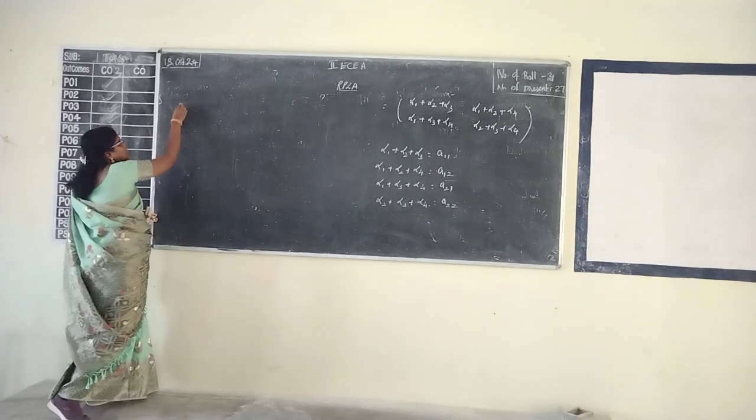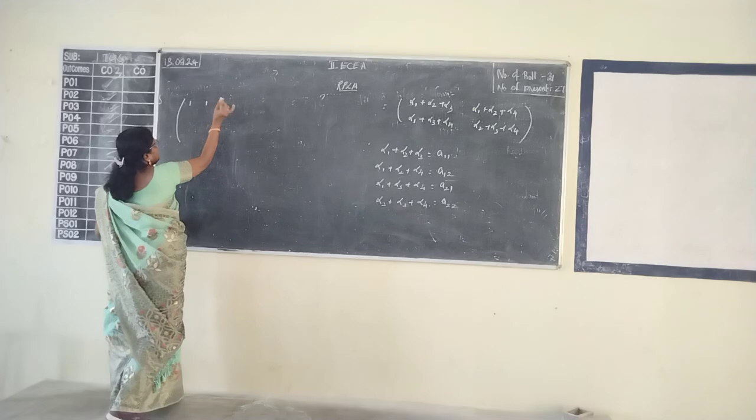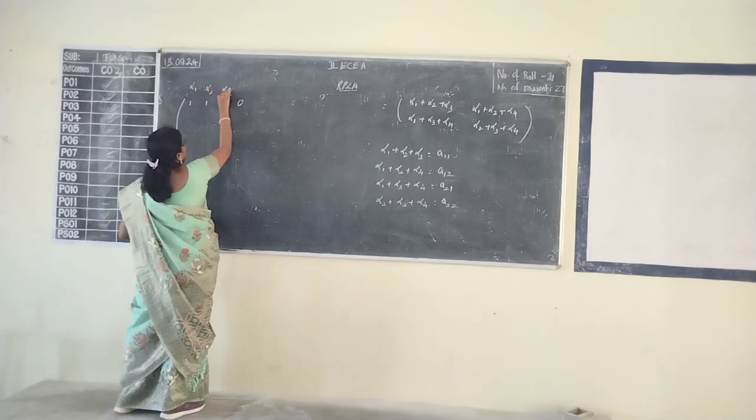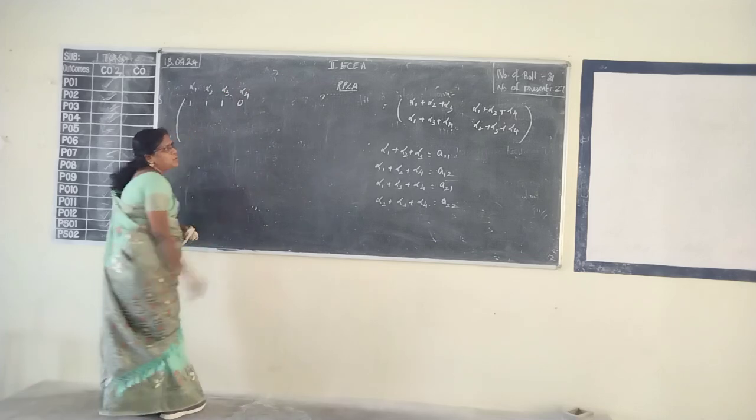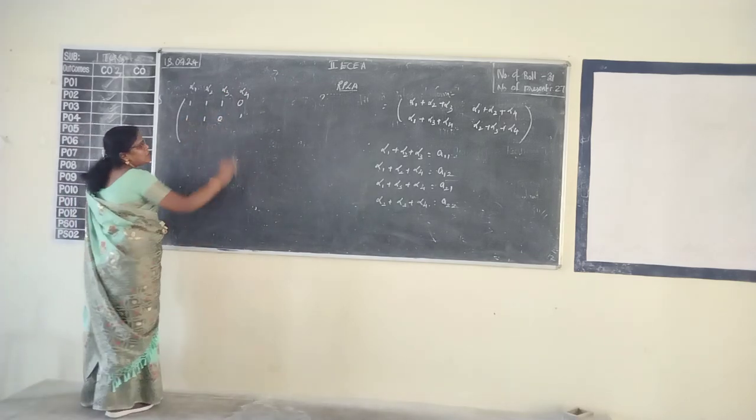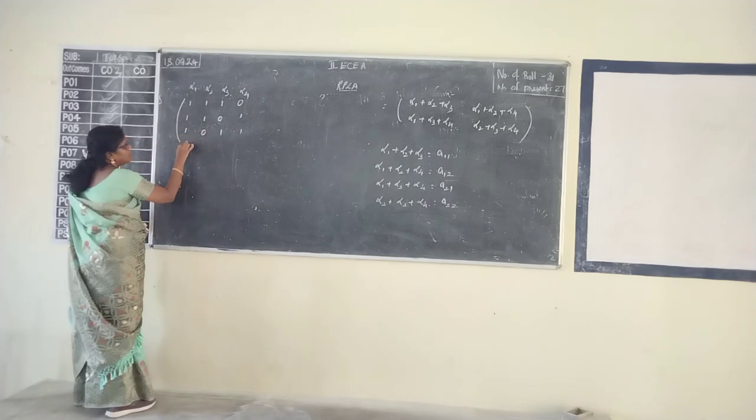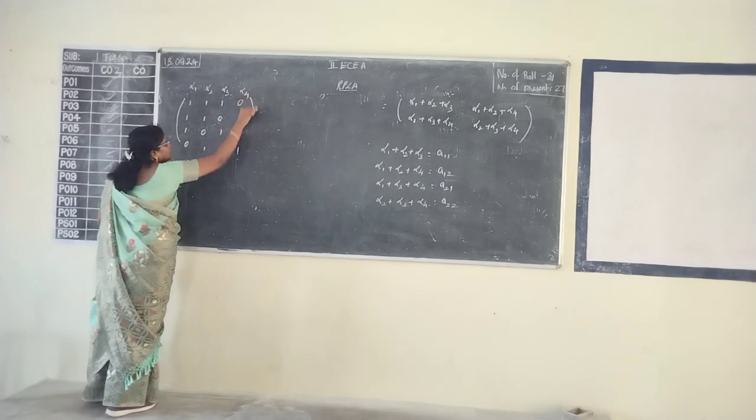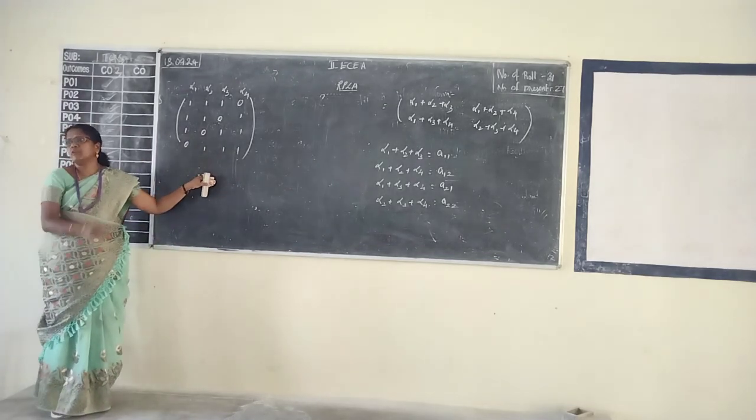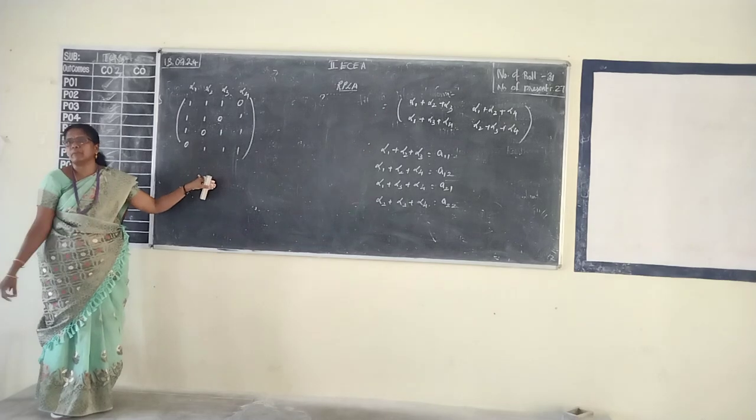Tell me the first row. 1, 1 and 0, and we have 4 variables: alpha 1, alpha 2, alpha 3, alpha 4. What is the second row? 1, 1, 0. Third row? 4th row? Be careful when you are writing the matrix form. Even though there are only three elements in each equation, don't just write them in a line. It will be a 4 by 4 matrix.